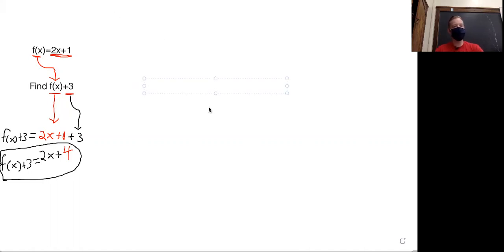So this time around, let's find f of x minus 9. So just like before, I'm going to use the same f of x that I had here. So this f of x is the same as this f of x right here, which means I can replace this f of x with 2x plus 1, just like we did in the last problem.